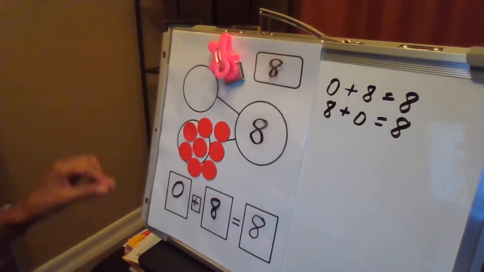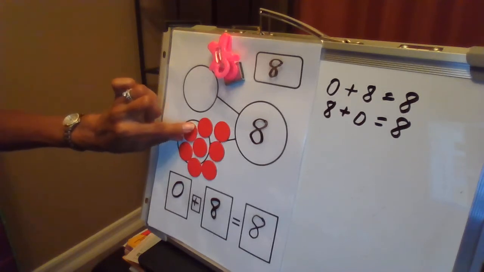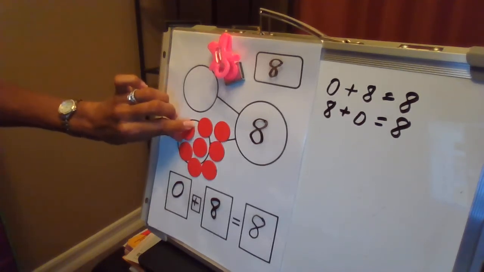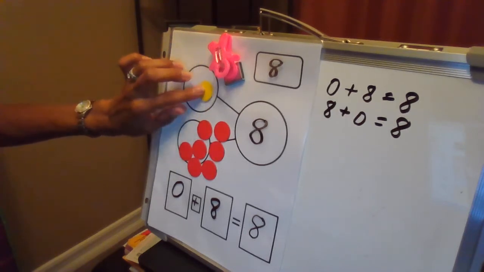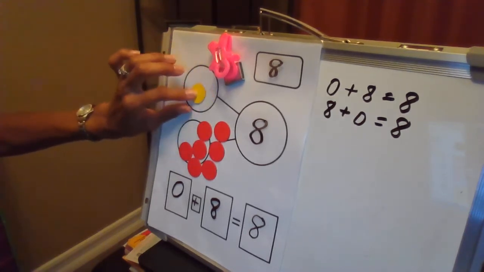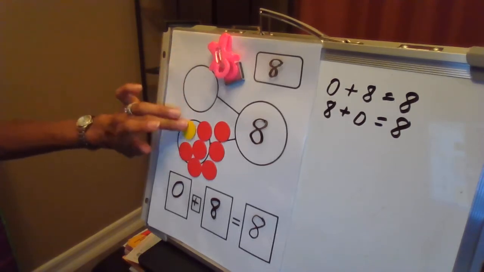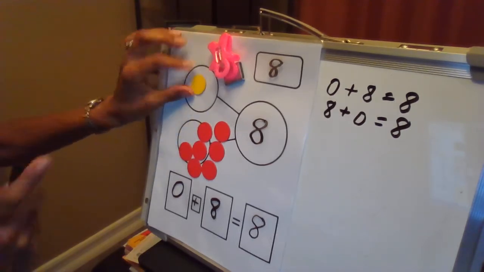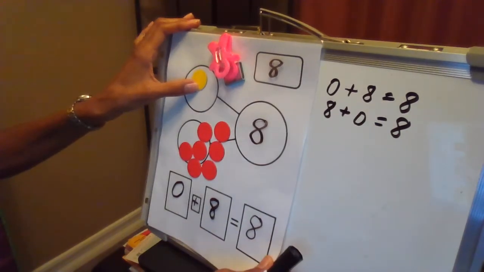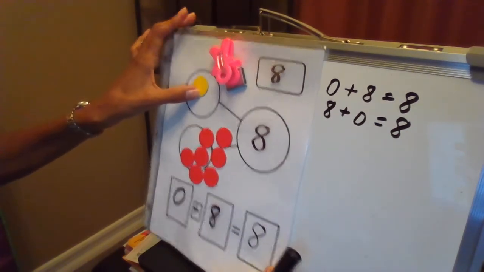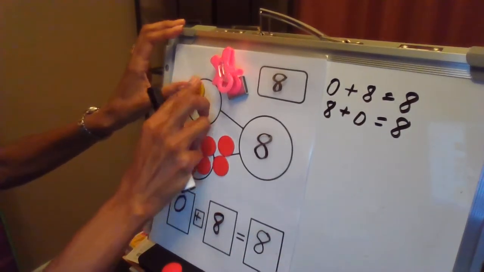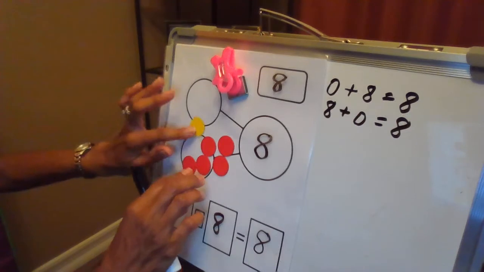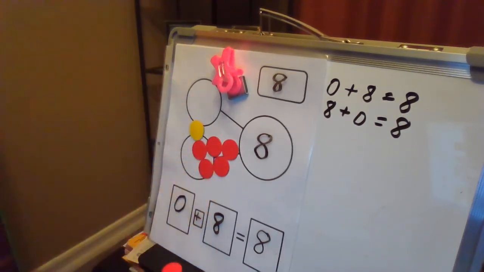So what could I do? I could move 1 up here. Okay, if it'll stay. I don't think it wants to stay. So let me move it over, bring it down so it'll stay. Kind of slippery. Well, that's not working too well. But you understand what I'm trying to do.